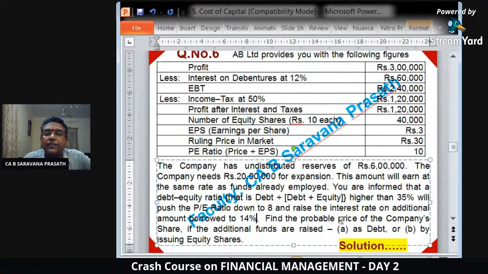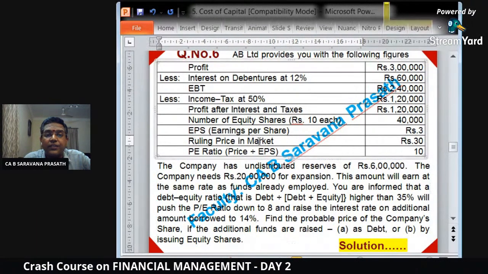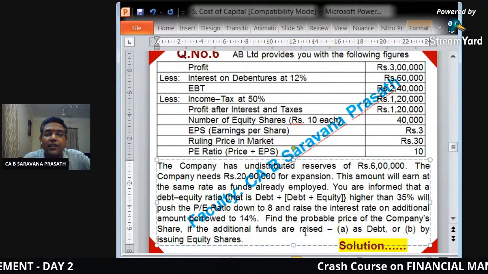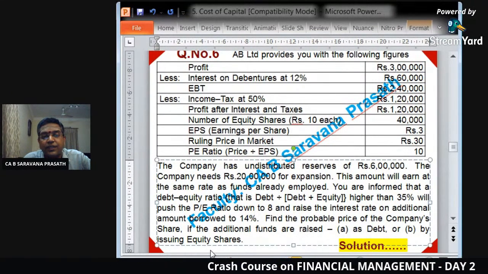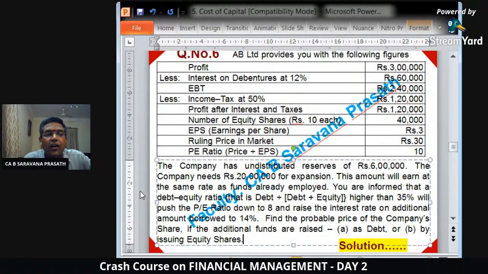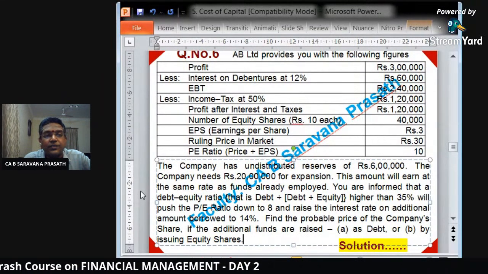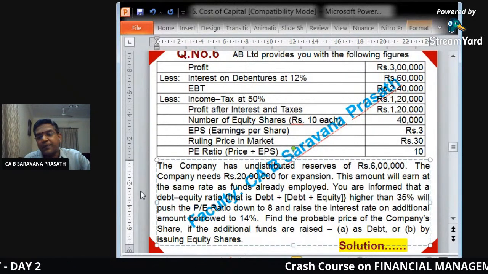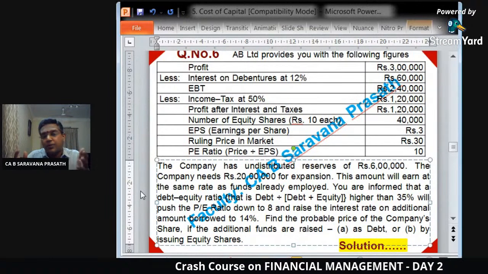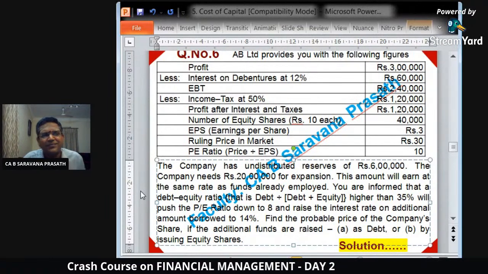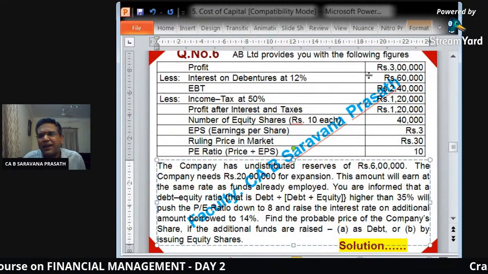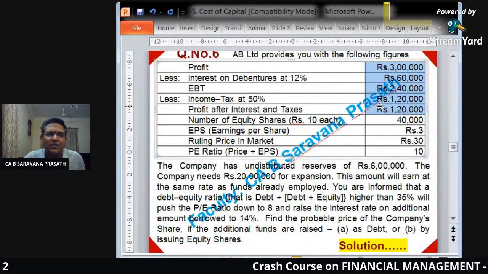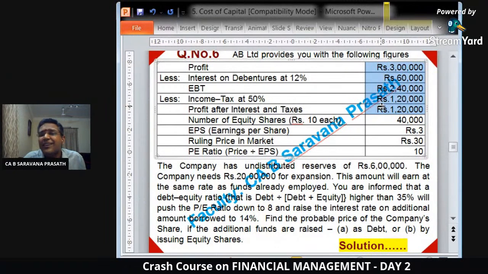Find the probable market price of the company's share if the additional funds are raised as debt or by issuing equity shares. So consequently, we will have to do the calculation. How do we go about doing this calculation? Very simple. Prepare a profit statement in the revised scenario. Find out EPS.